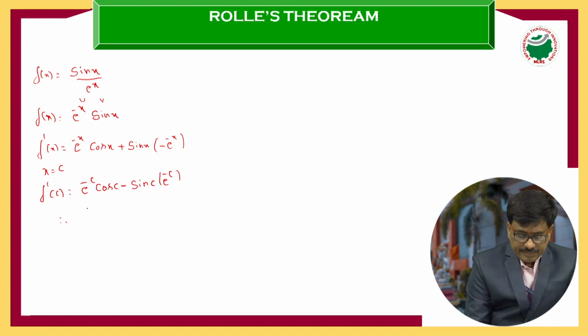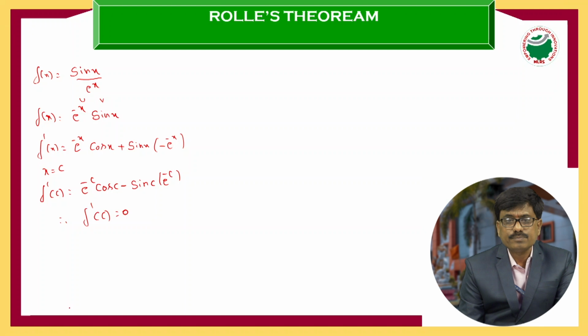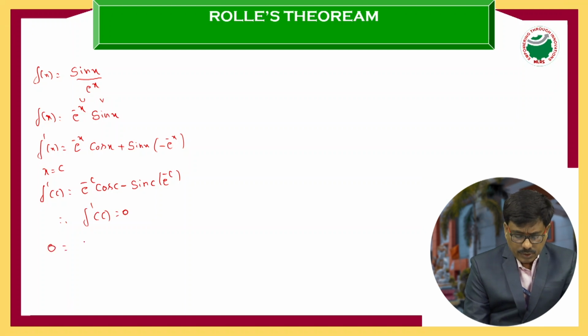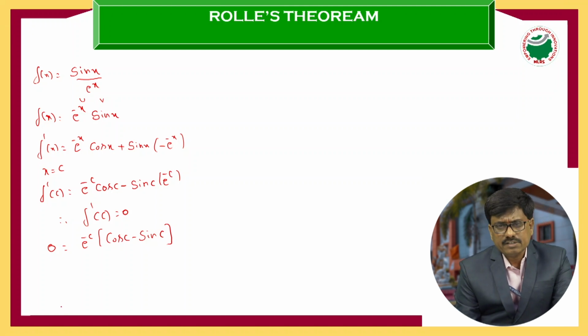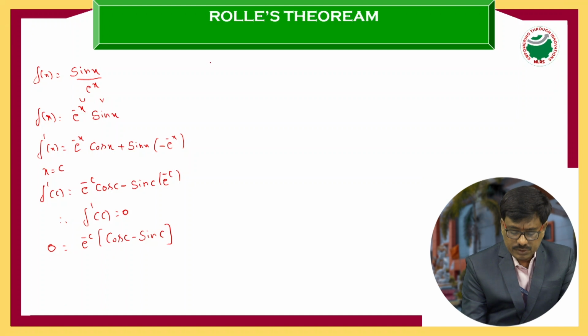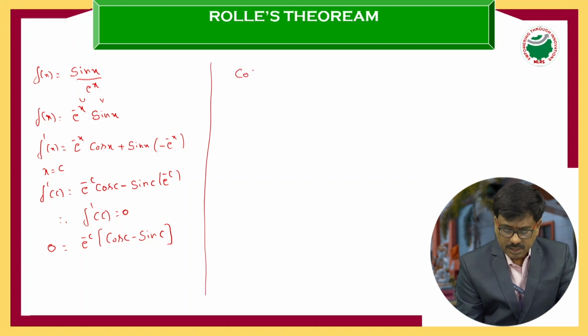What does Rolle's theorem say? F dash of c value is how much? 0. If this left hand side is 0, I can take e power minus c common, and the resultant becomes cos c minus sin c. Already we know e power minus c is never 0, but this trigonometric function is equal to 0. This becomes cos c minus sin c equal to 0. This is nothing but cos c is equal to sin c. 1 is equal to sin c by cos c. Therefore, tan c is equal to 1.